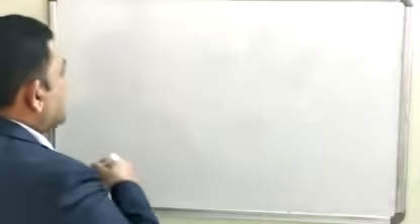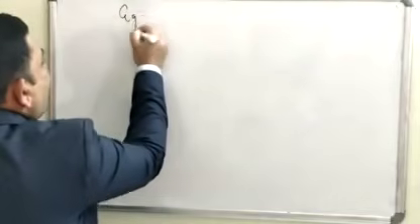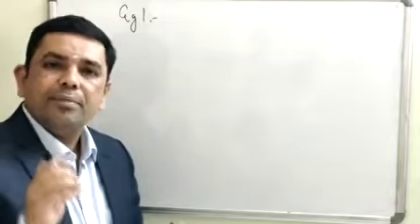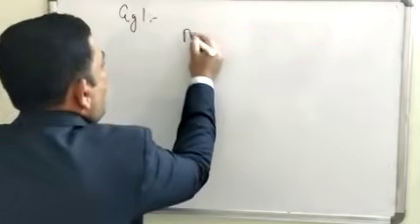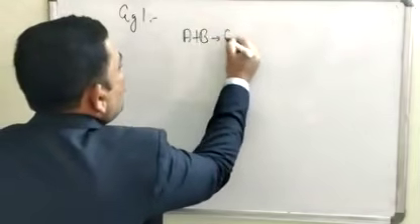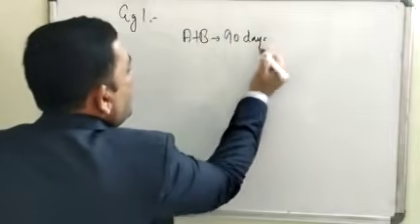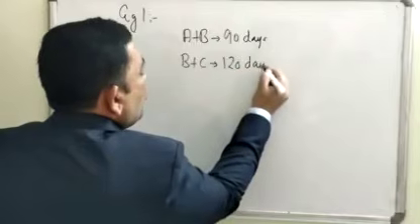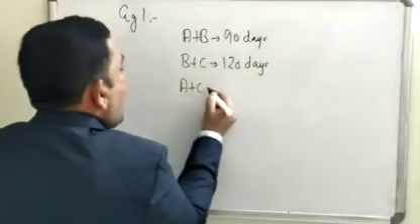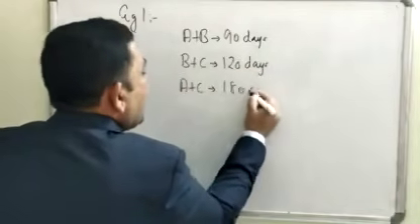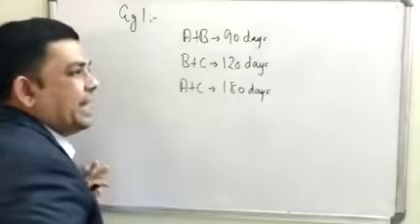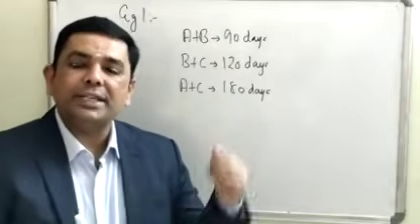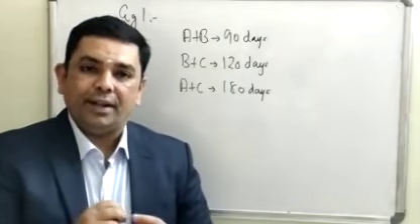So the first example, this is example 1. Alright, what is the question? Please listen carefully. A and B can do a task in 90 days. B and C can do it in 120 days. And A and C can do it in 180 days. So what is the change? What makes this question typical?